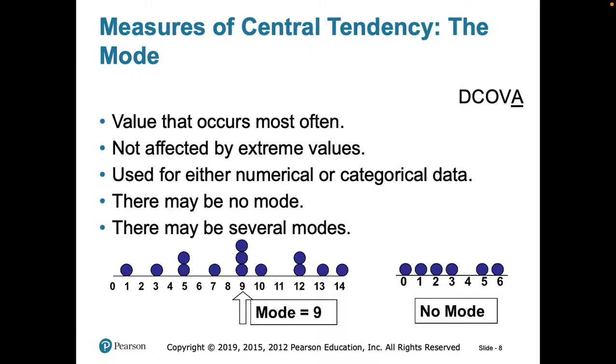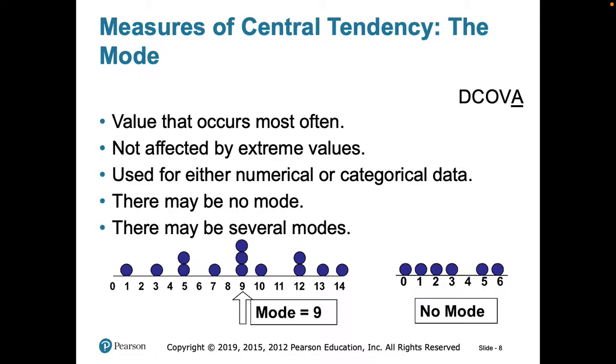Another measure of central tendency is what we call the mode. So what is the mode? Basically, it is the value that occurs the most often. The good thing about this is that it's not affected by extreme values. So you could have your data, and then you could have one outlier out there really high, but it will not affect the mode. And it is used for either numerical or categorical data. Thus, you can use it for either one.